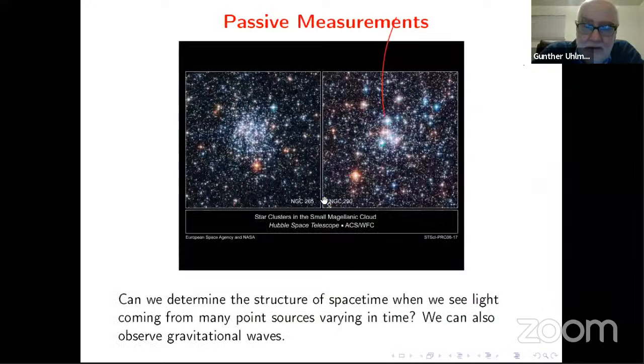So in space-time, for passive measurements, you have light sources that come from the past, maybe billions of years ago, and you want to determine the structure of space-time when we see those lights. And nowadays, since 2015, we have also detected gravitational waves that can allow us to go even further into the past, perhaps even before the Big Bang.